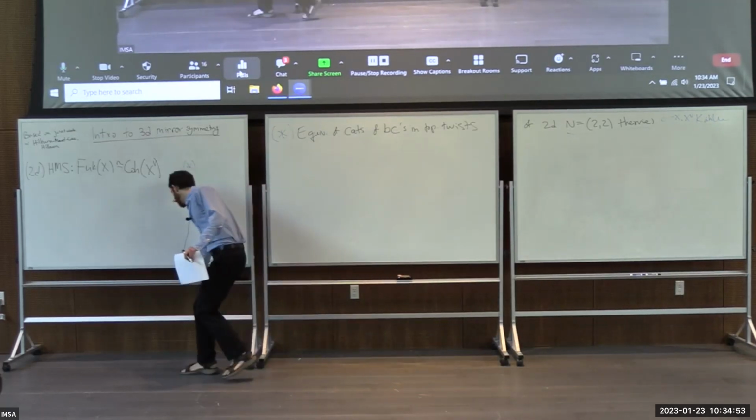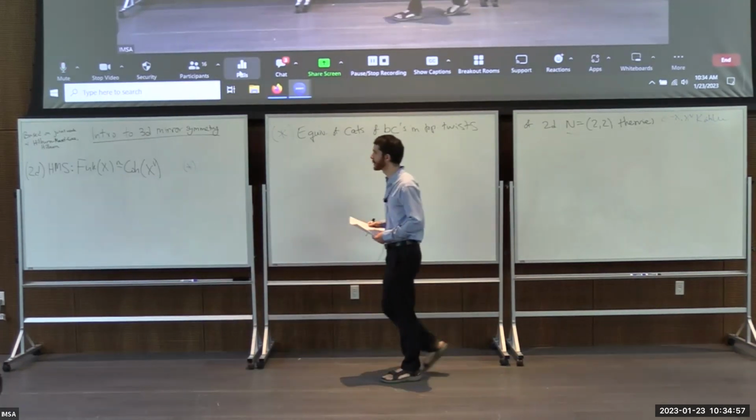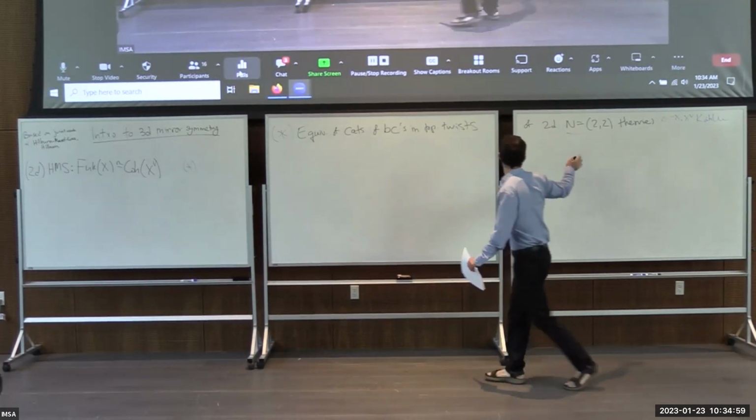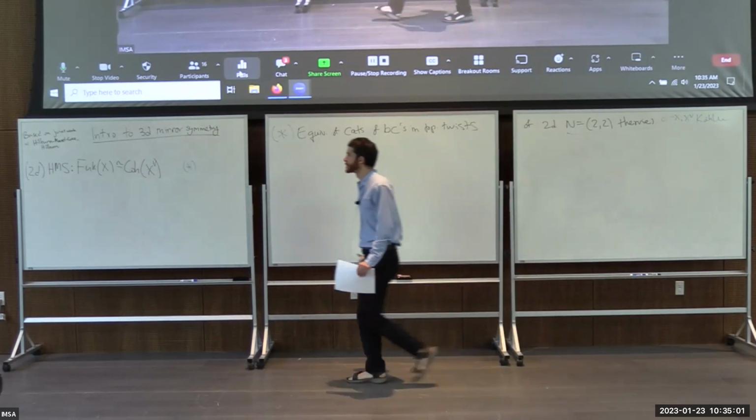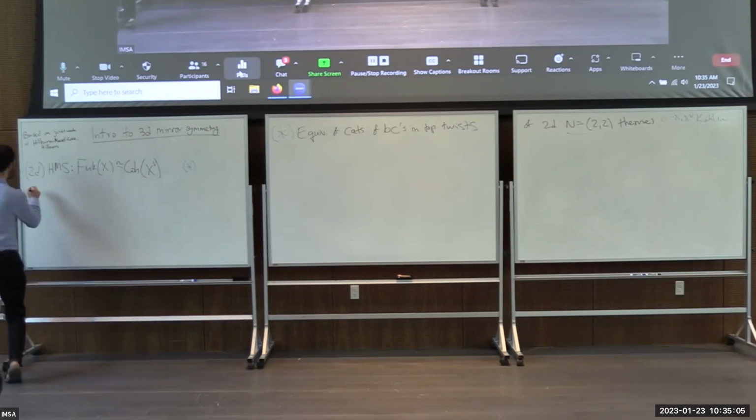Or now we have more general things like maybe X and X check are Hilbert models, whatever. Roughly speaking, it's something like this. So what's the story that I'm going to tell you today? I'm going to tell you what 3D mirror symmetry is.